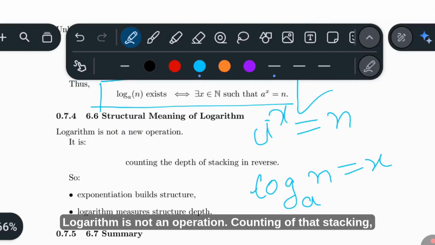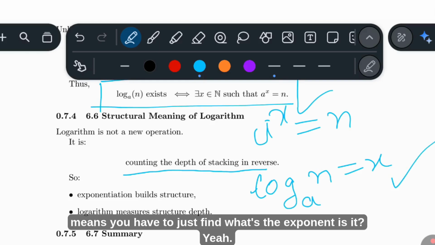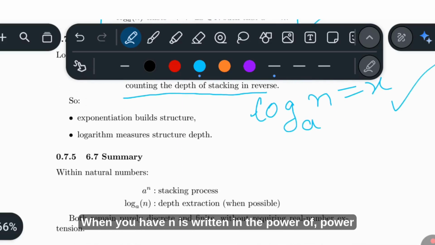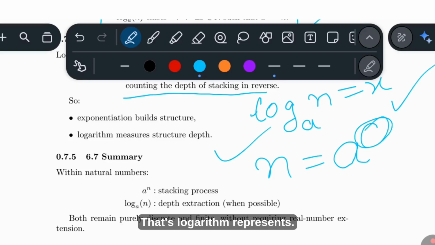Logarithm is not a new operation. It is counting of that stacking, the depth of stacking in reverse. It means you have to just find what the exponent is. When n is written as a power of a, you have to find the exponent of it. That's what logarithm represents.